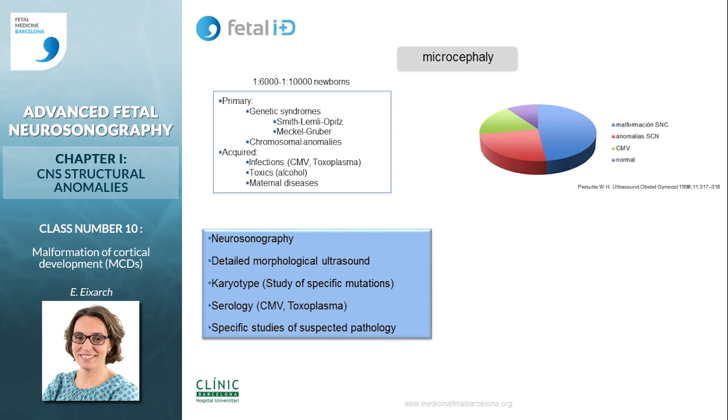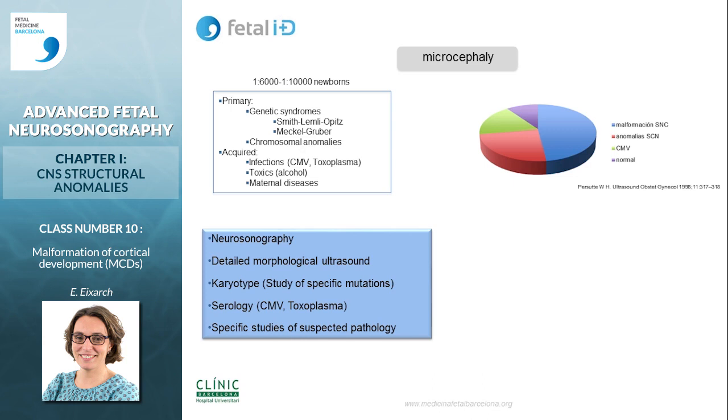Which will be the advisable evaluation when finding a microcephaly? We should make a neurosonography. We should look for central nervous system anomalies, a detailed morphological ultrasound, karyotype with the study of specific mutations, serologies of cytomegalovirus and toxoplasma, and also study of specific pathology such as Smith-Lemli-Opitz.